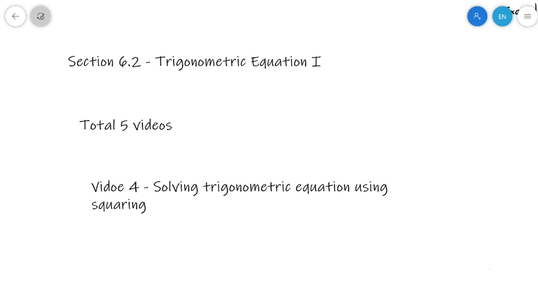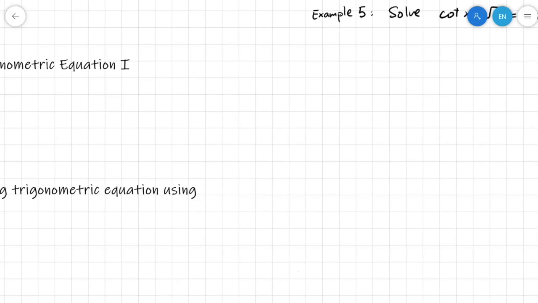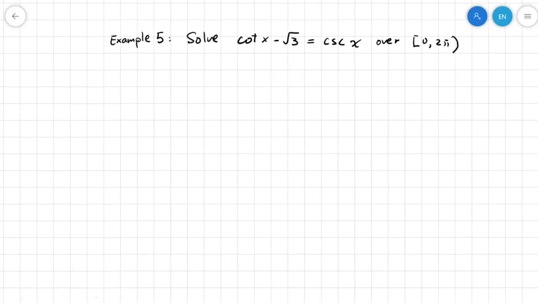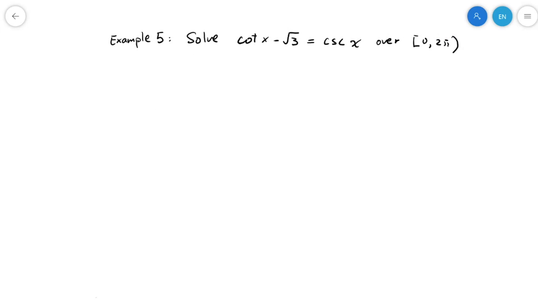This is a lecture video for section 6.2, video 4. Here we're going to do one example using the squaring method to solve a trigonometry equation. The example we have is: solve cotangent of x minus square root of 3 equal to cosecant of x over the interval 0 to 2 pi.